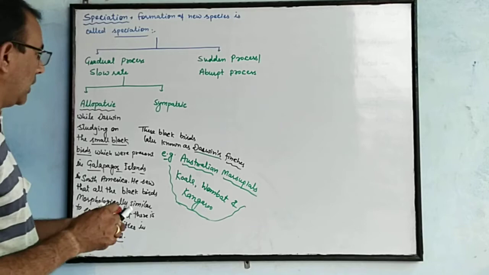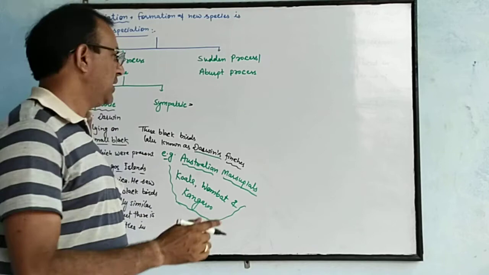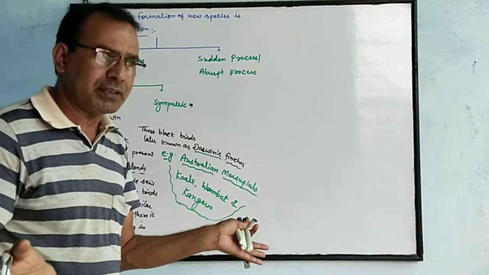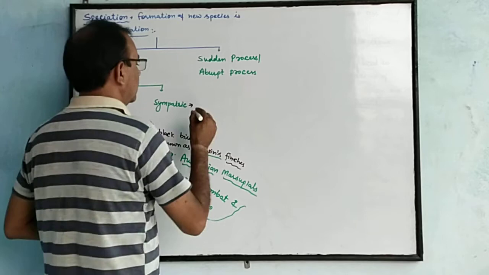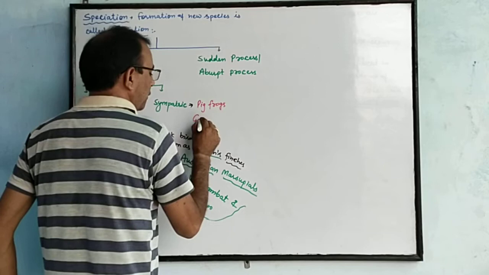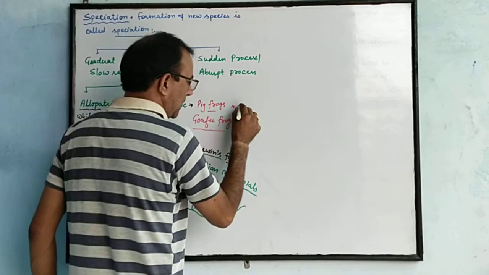The next one is sympatric. Sympatric means organisms found on the same continent, but different on the basis of their habitat; they have different habitats. This type of gradual speciation process is sympatric. For example, pig frogs and gopher frogs are found on the same continent, but on the basis of habitat, they are dissimilar.